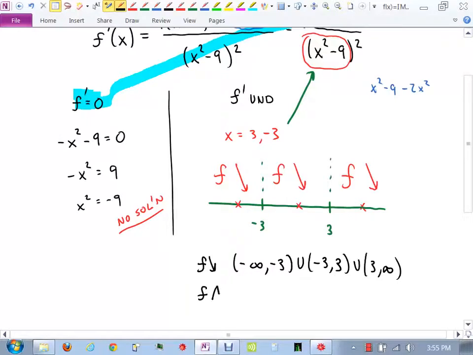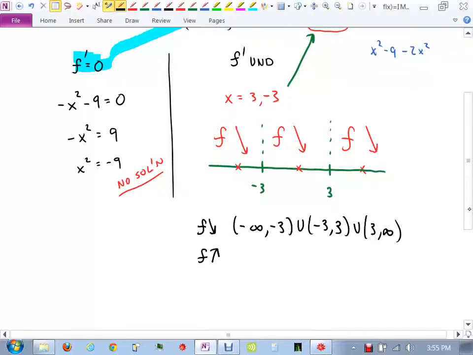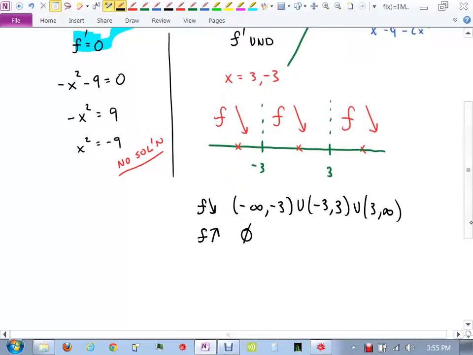Where is the function going up? What's that? It's not ever going up. So how do I represent that? Null set. Good. I was hoping someone would get that. Null set. Empty set. Yep.